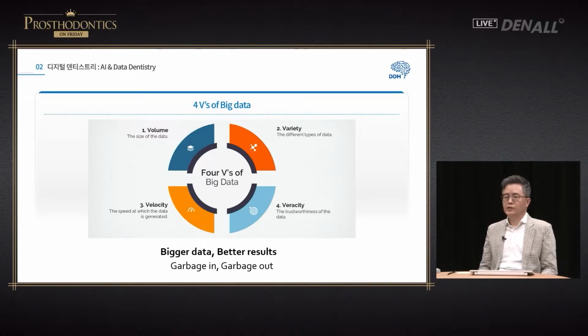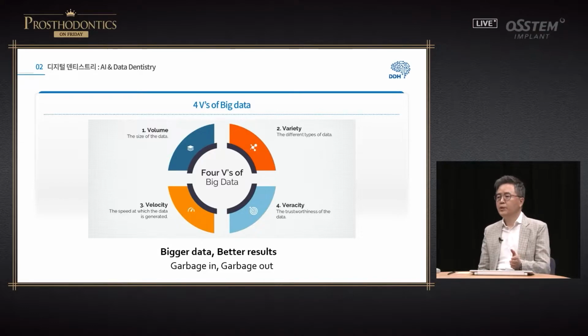In the past, we thought better data meant better quality data. However, now we have clear indices. 4 V's of big data needs to be satisfied. First is volume of qualified data. Second is velocity, the speed of which the data is generated. Third is variety, the different types of data. Fourth, veracity, the trustworthiness of the data. These 4 conditions need to be satisfied in order to get a meaningful and useful result.